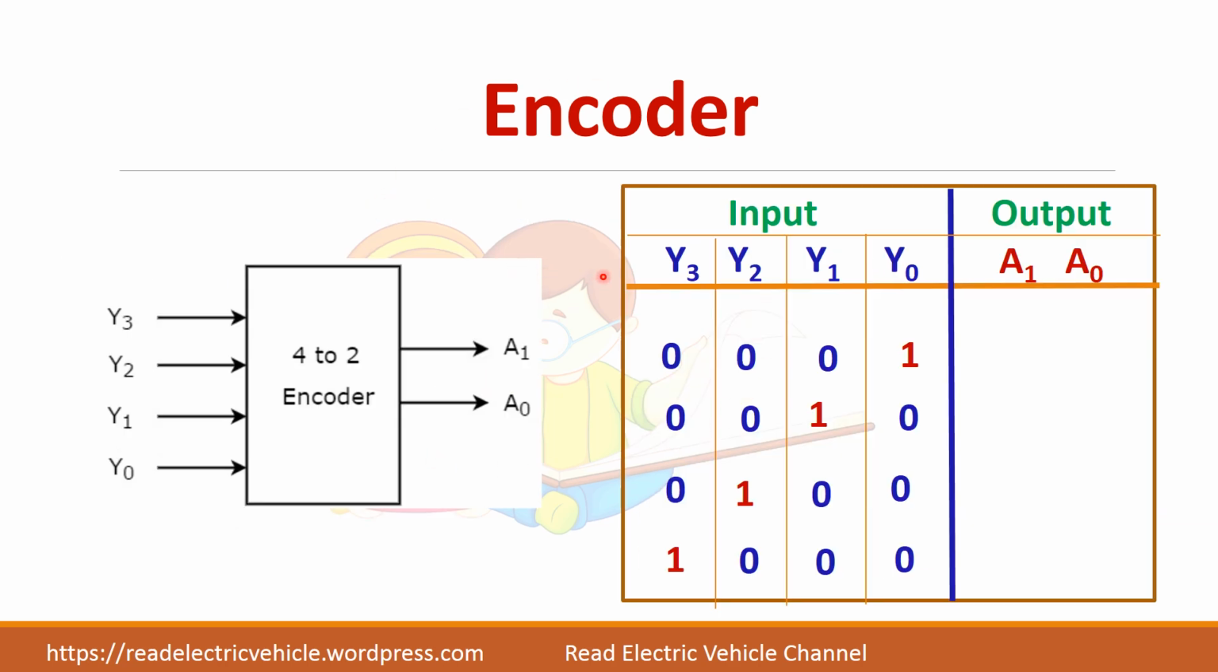So for the truth table of the encoder, 4 inputs are there and only one input is active at any time. So if Y0 is active, it will produce 0, 0 as output. If Y1 is active, it will produce 0, 1 as output. For Y2, 1, 0 is the output, and for Y3, 1, 1 is the output.